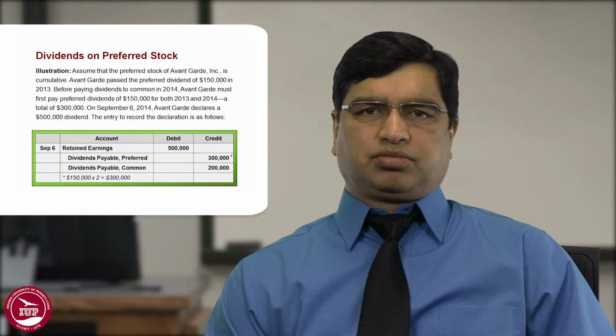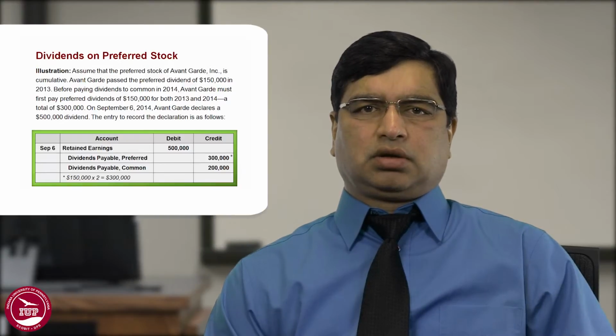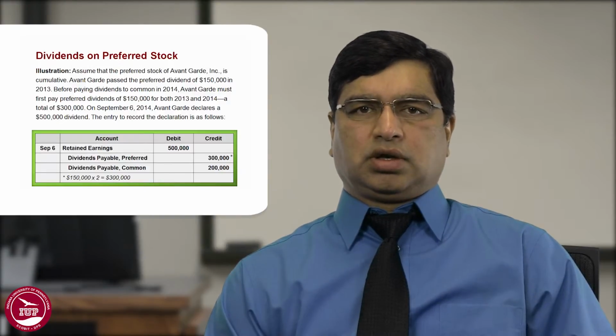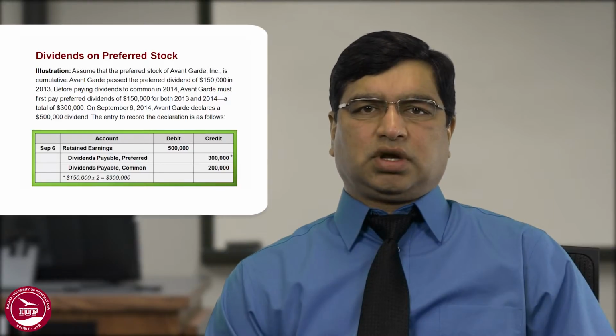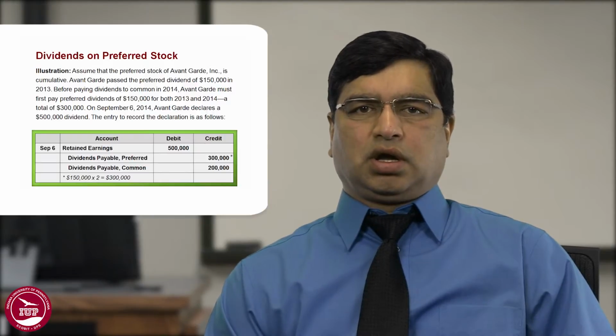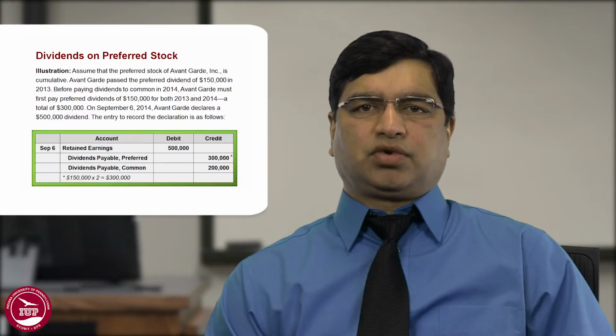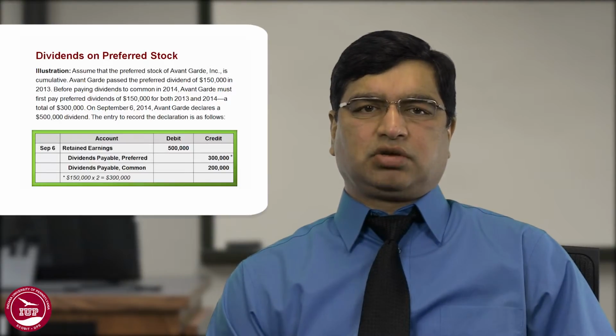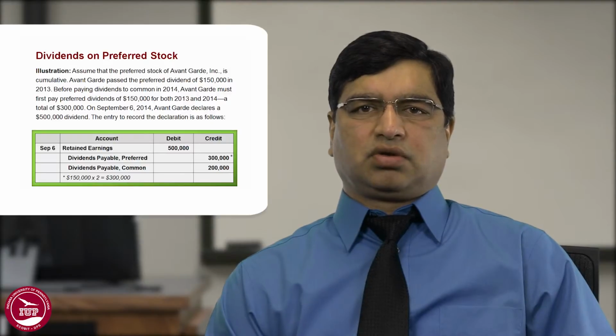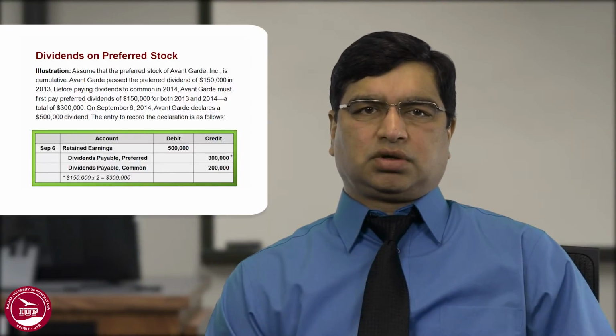So here is an example. Assume that preferred stock of Avant-Garde Inc. is cumulative, and the preferred dividend of $150,000 in 2013 was not paid. So before paying the dividends to the common stock in 2014, Avant-Garde must pay the $150,000 dividend for 2013 and 2014. So a total of $300,000 needs to be paid to the preferred stockholders first, and then the remaining amount goes to the common stockholders.